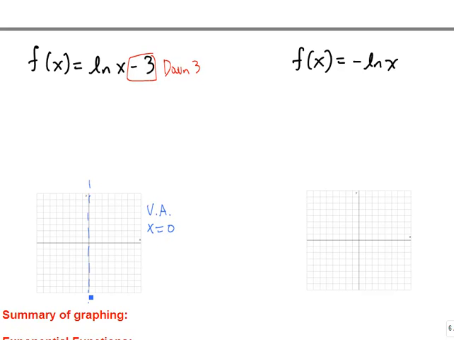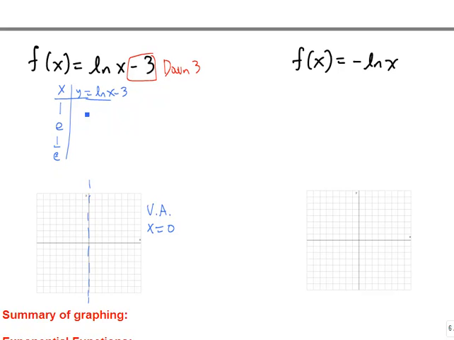So to get our graph, we're just going to take the graph of ln and move it down 3, or you can use a table. And remember, in your table, because this is an ln, the base is e, so we want to use 1, e, 1 over e. So 1, the base, and 1 over the base. Those are your 3 inputs.